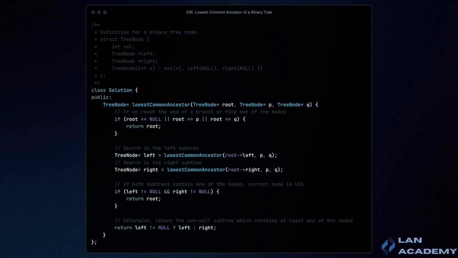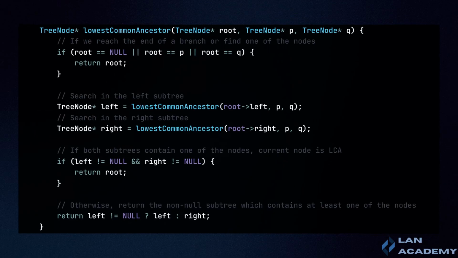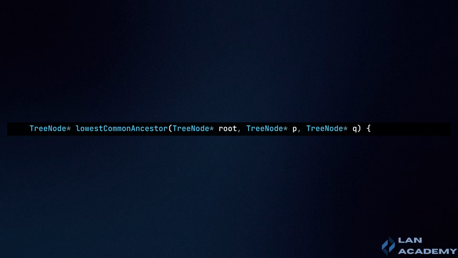Here is a simplified explanation of the algorithm. The function lowest common ancestor takes three parameters: the root of the binary tree and the two nodes P and Q for which we need to find the LCA. It returns a pointer to the node that represents the LCA.